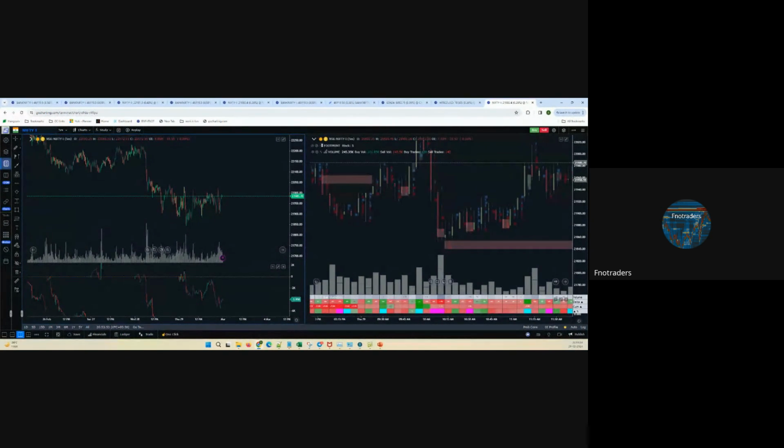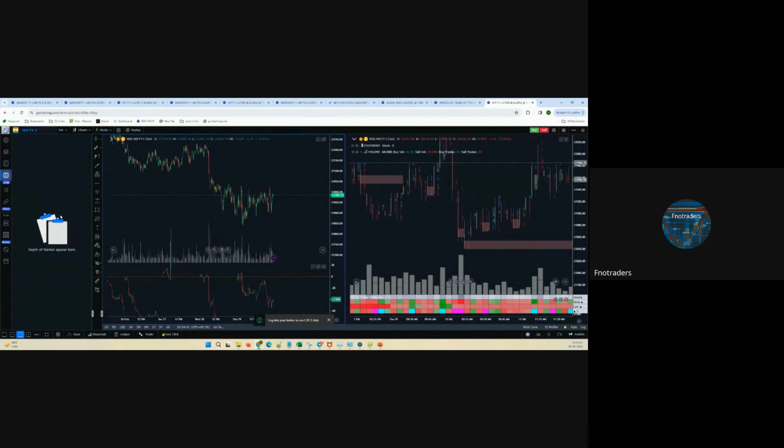Okay. Can you explain the DOM and trade book, if I may? Okay. I'll quickly talk about the DOM and the trade book. DOM is on the right side. DOM is essentially the depth of the market, the order book that you see.